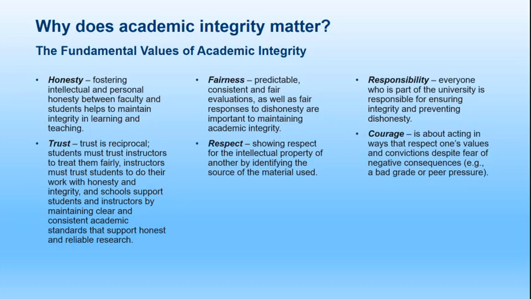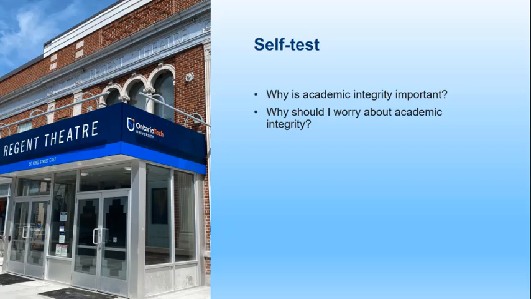We all have a responsibility to be courageous. Courage is about acting in ways that respect one's values and convictions, even if you are afraid you're going to fail. Academic integrity and honesty is a community responsibility. It is one that involves the participation of the university administration, professors, instructors, teaching assistants, and students. We want to create a culture of integrity and good academic practice at all levels.